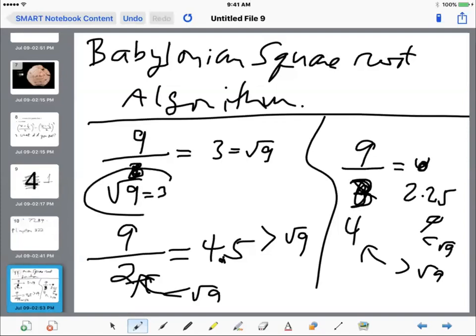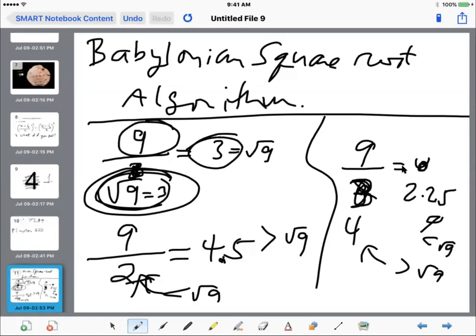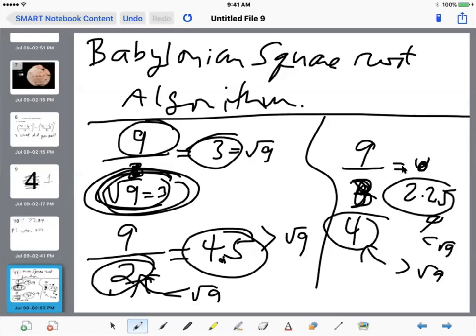So a way of checking if I know the square root of something would be to divide the number that I'm trying to take the square root of by what I think is the square root. And if I end up with the answer being equal to the thing I divided by, that means that thing is the square root. And if this number is different from this number, well, we could say that the square root is not 2. And the fact that this is different from that means that the square root of 9 is not 4.